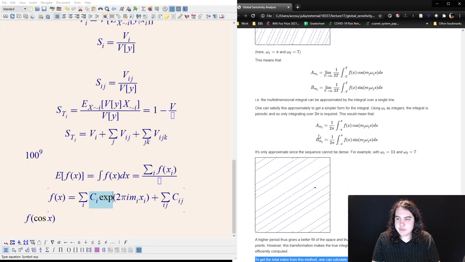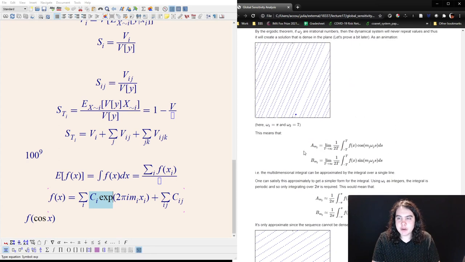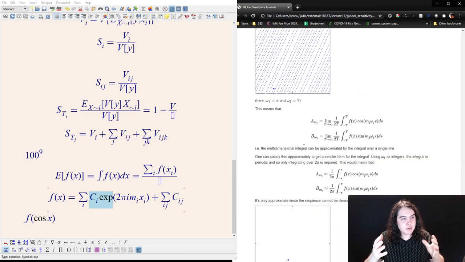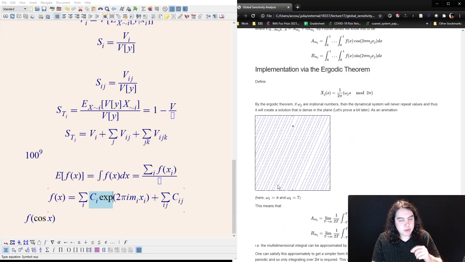So let's finish this by doing a proof of the ergodic theorem: that if you are moving in different directions, with periods that are irrational with respect to each other, then you will never have a line go back on itself.